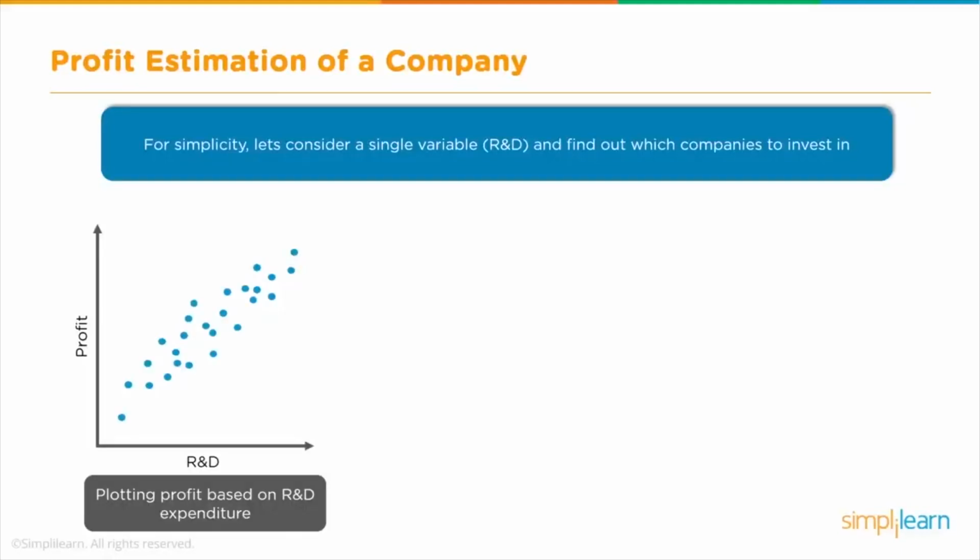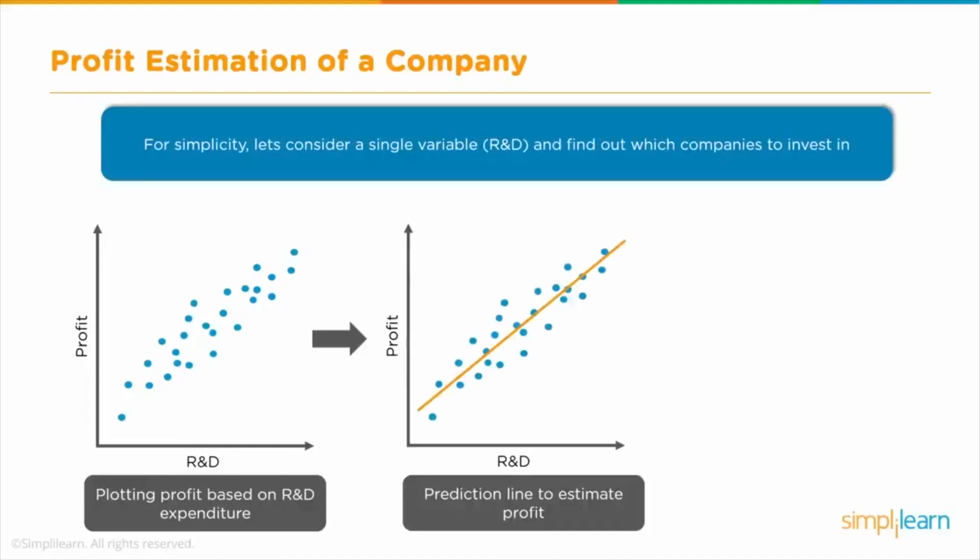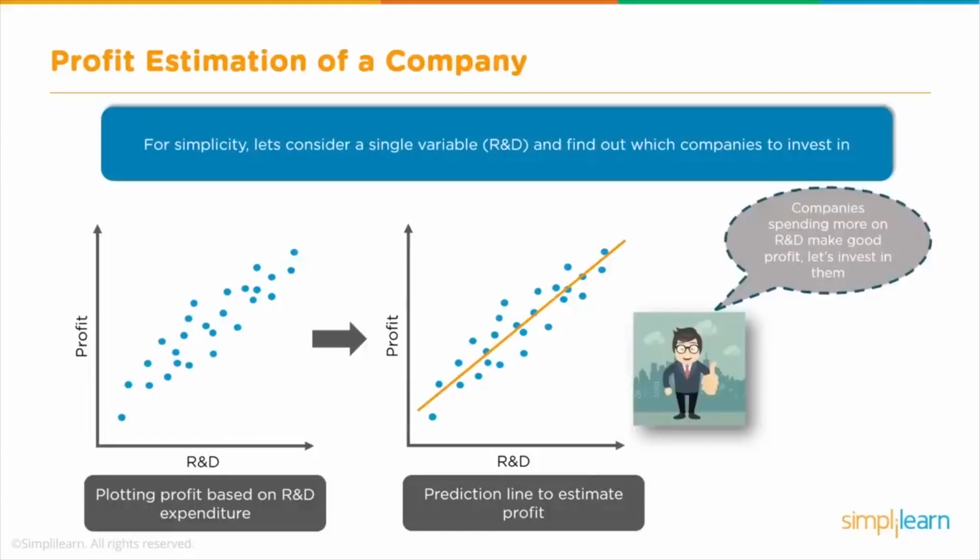So when we take our R&D and we're plotting the profit based on the R&D expenditure, how much money they put into the research and development, and then we look at the profit that goes with that, we can predict a line to estimate the profit. So we can draw a line right through the data. And when you look at that, you can see how much they invest in the R&D is a good marker as to how much profit they're going to have. We can also note that companies spending more on R&D make good profit. So let's invest in the ones that spend a higher rate in their R&D.